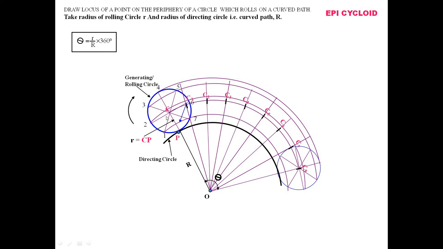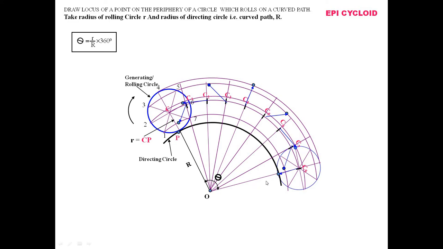This locus here will be this line. Then with center C3 and radius equal to small r, we will draw another arc which cuts the arc drawn from O as a radius O3. Similarly from C4, C5, C6, C7 and C8. Now we'll locate the points. This is the first point, the second, third, fourth, fifth, sixth, seventh and eighth.